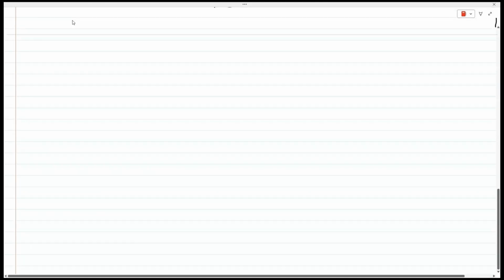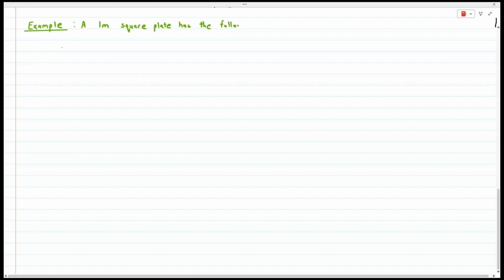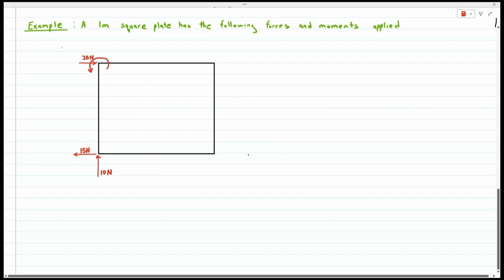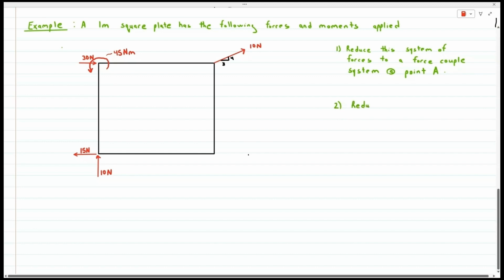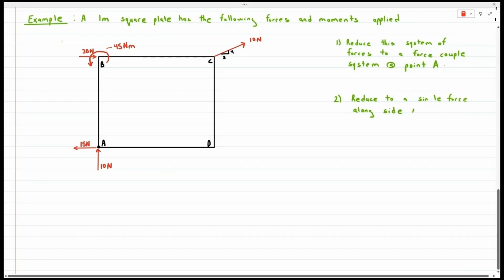Let's do a more complex example where we have a 1 meter square plate and the following forces and couples or moments are applied. Our goal is to reduce this system of forces to a force couple system at a single point of interest, point A. The second part of the question wants us to just reduce this system into a single force, and that force must be along the side AD.